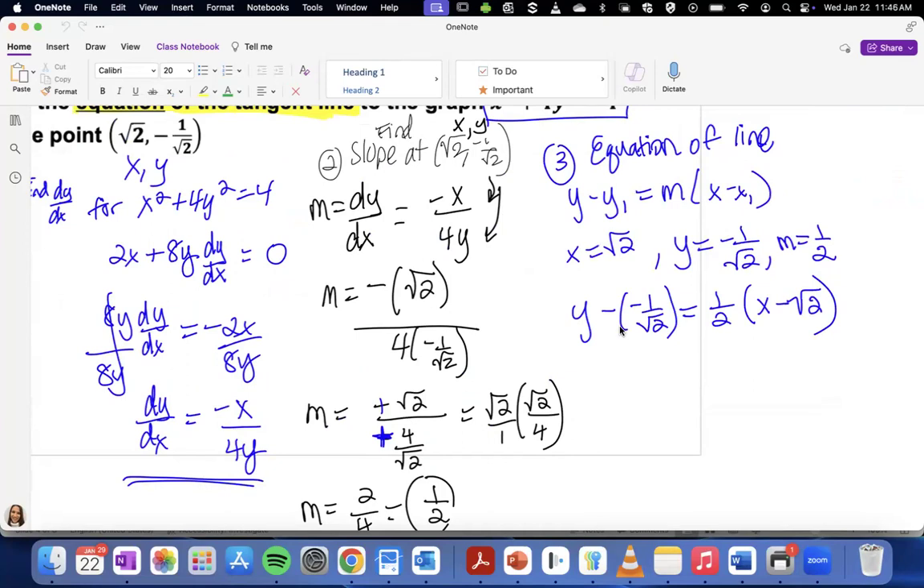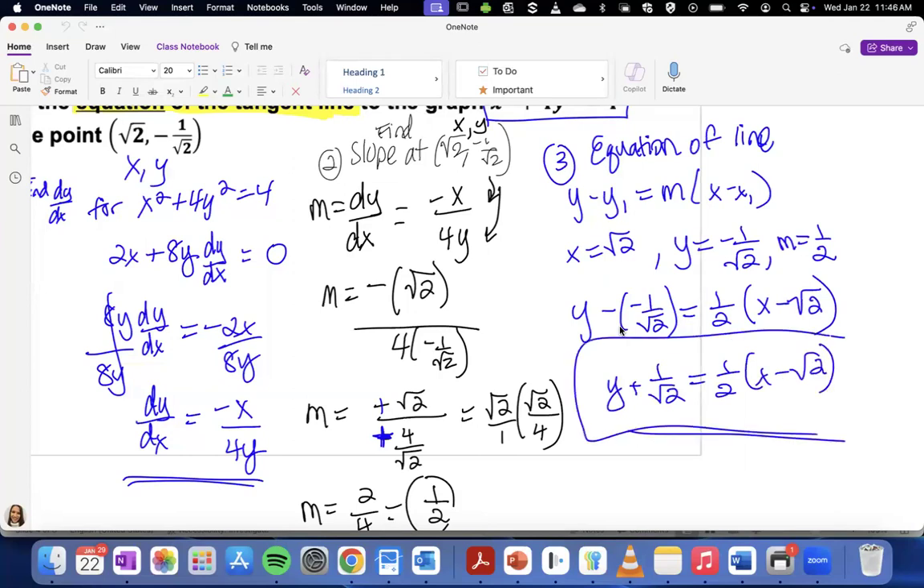And then I would just simplify the double negative: y plus 1 over root 2 equals 1/2 times x minus root 2. I'm satisfied with this. No need to do any more algebra, but I want to know that you know how to do the calculus.